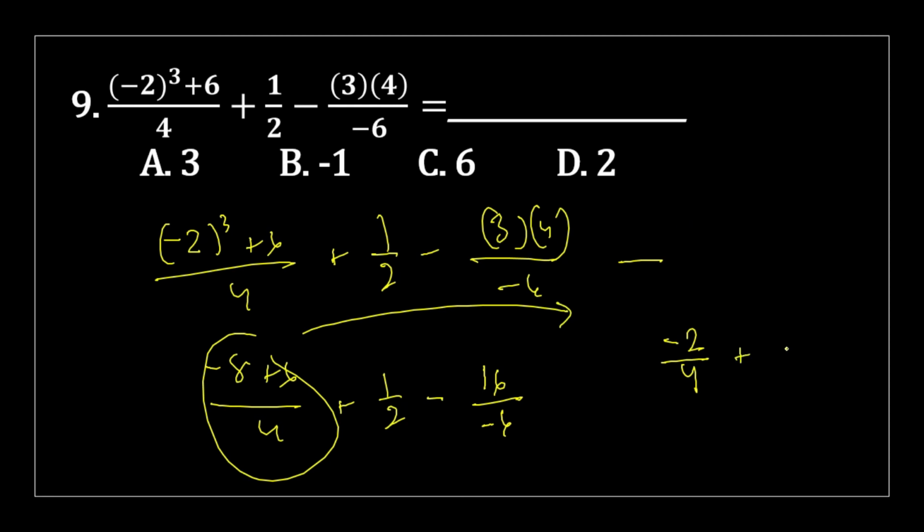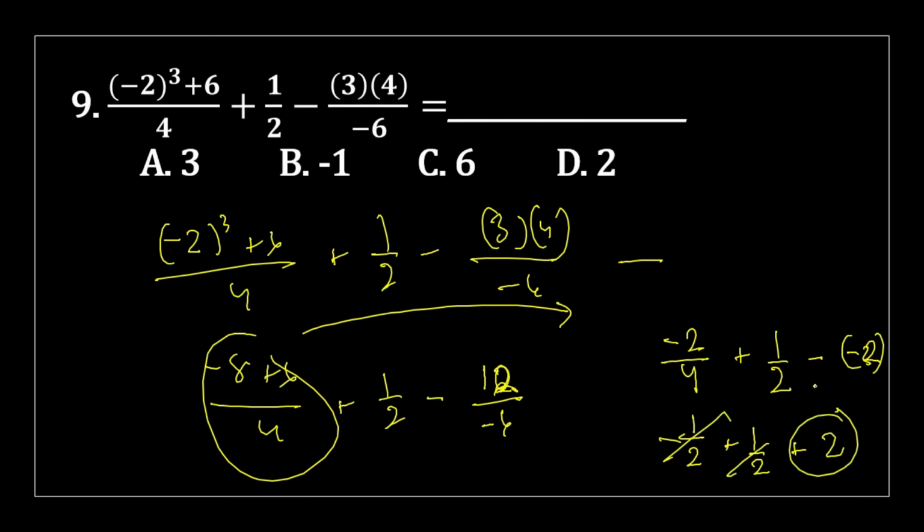Then plus 1 half minus, no, this is 12, I'm sorry. 12 divided by negative 6 is negative 2. Now, if you simplify this, we can get negative 1 half plus 1 half plus 2. Double negative is positive 2. So we cancel out this. So the correct answer is 2. And that is that.